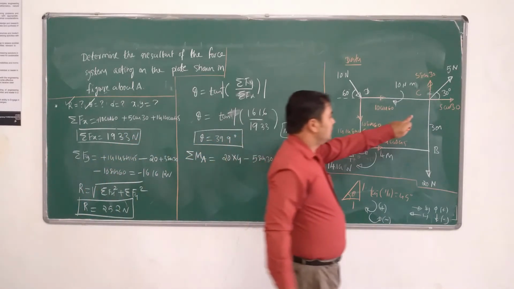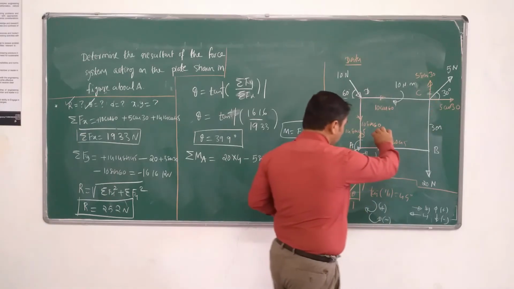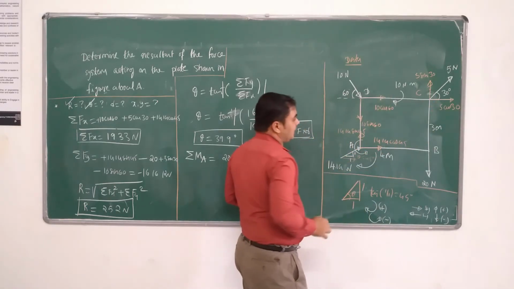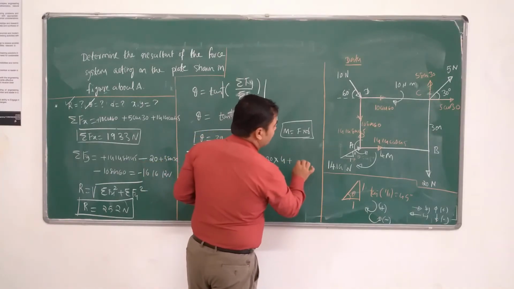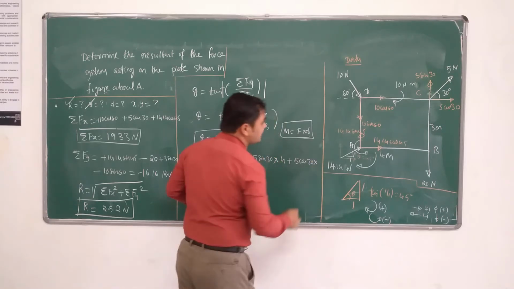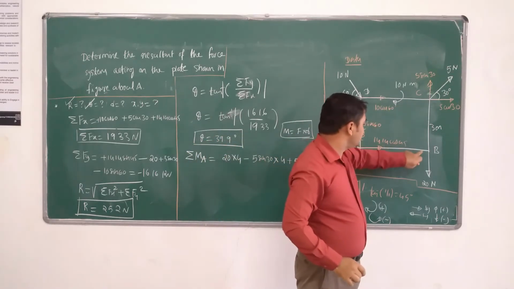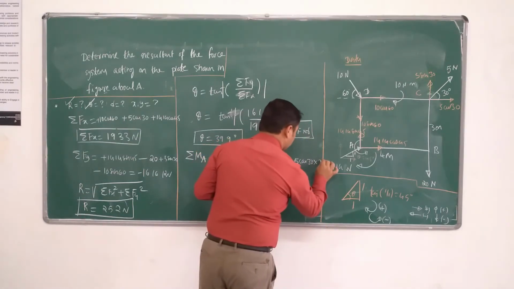Next, one more force is 5 cos 30. Again, you can imagine it creates a clockwise rotation. Therefore it is plus. So plus 5 cos 30 is the force, and the distance about the point A, you can see here, is 3 meter.